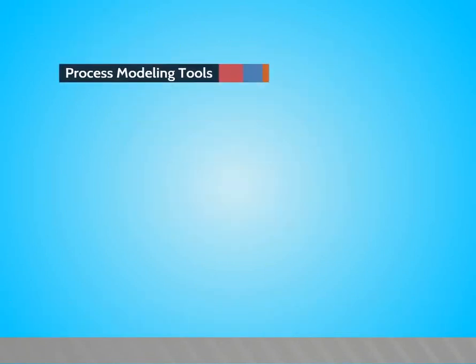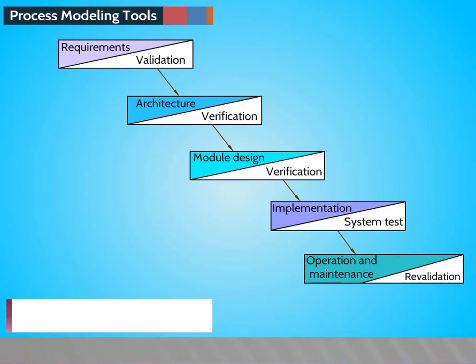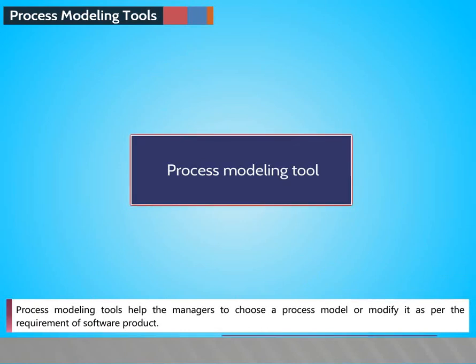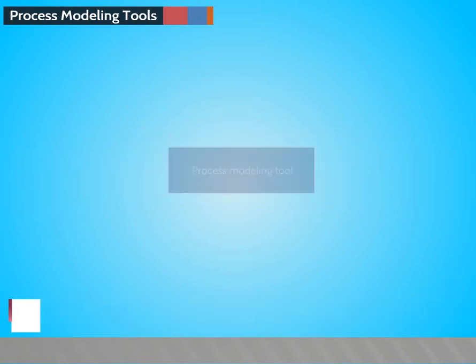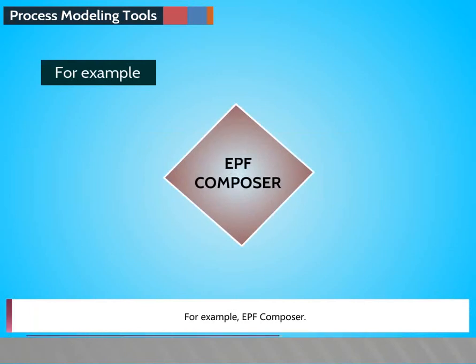Process modeling tools. Process modeling is the method to create a software process model, which is used to develop the software. Process modeling tools help the manager to choose a process model or modify it as per the requirement of the software product. For example, EPF Composer.